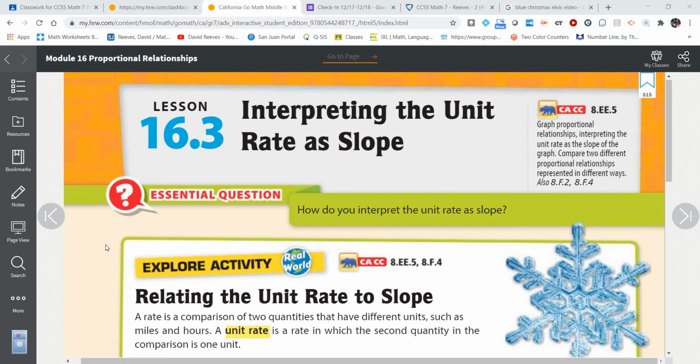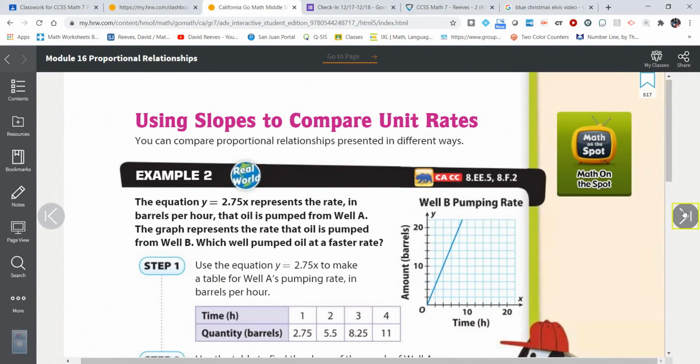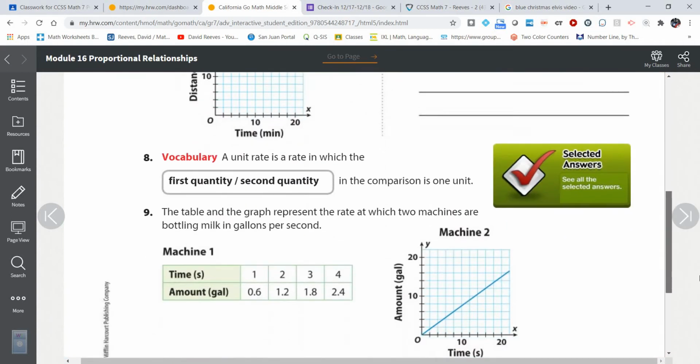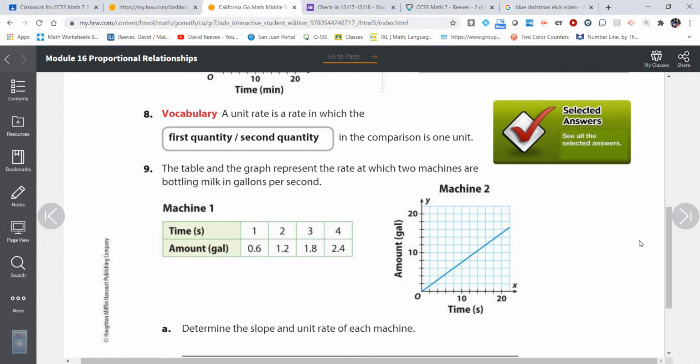I promise this is the last video on lesson 16.3, interpreting the unit rate as slope. After my last video, I decided I really wanted to do one more example. Actually, it's going to be two examples of finding and comparing unit rates, because this is a super important idea to understand, and a lot of your understanding in algebra going forward will be based on this. So if you don't get this now, you're going to have a harder time later.